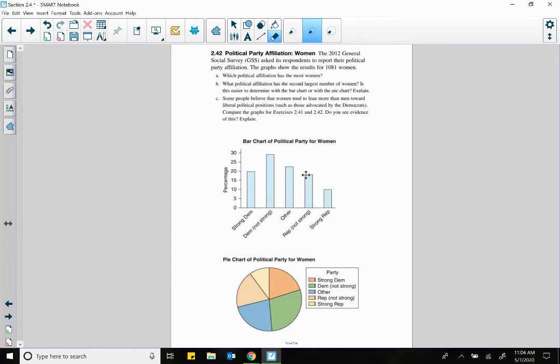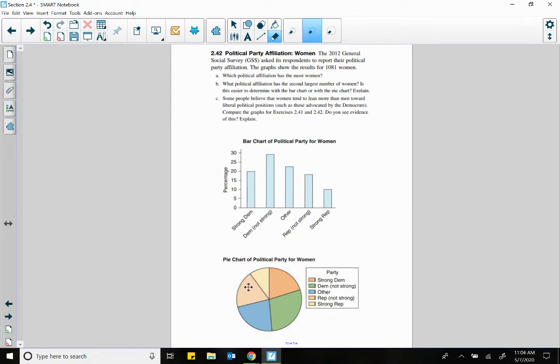You might say maybe it could be multimodal, maybe between strong Dem and Republican not strong, but I tend to think that other is definitely probably in its own category, that it is the second largest number. And again, it asks that question, is it easier to determine with the bar chart or with the pie chart? If you look down here at the pie chart, here are those three categories.